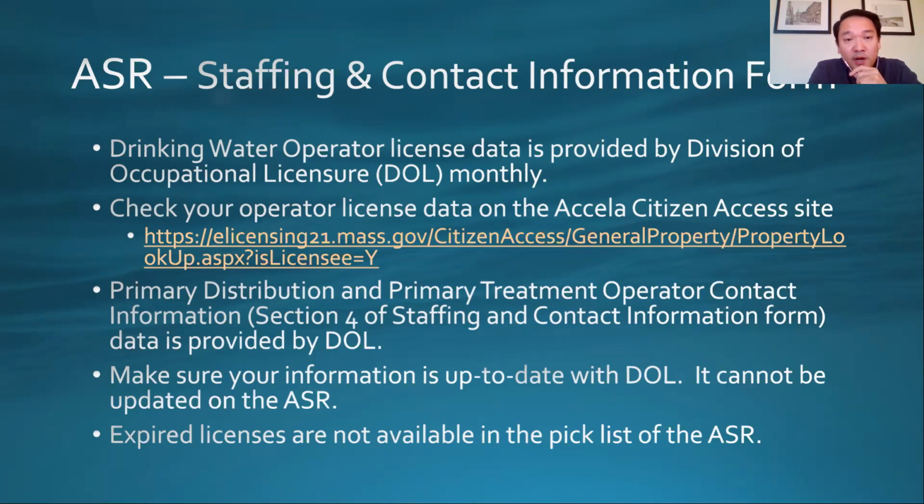And the primary distribution and the primary treatment operator contact information that we display on the annual statistical report, which is, I believe, section 4 of the staffing and contact information form, that information, such as the address and the phone number, we get directly from the Division of Occupational Licensure. So if that information is incorrect, you need to contact DOL and update your information with DOL.